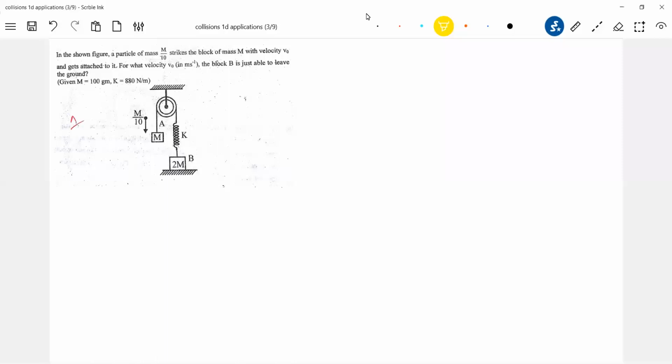Mass m by 10 should move and collide with the block A and get stuck to it, so that this block B should lose contact. I think that V naught is, I'll write it here.